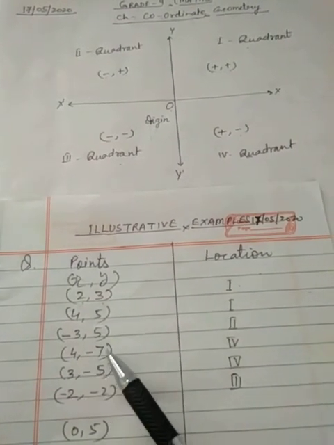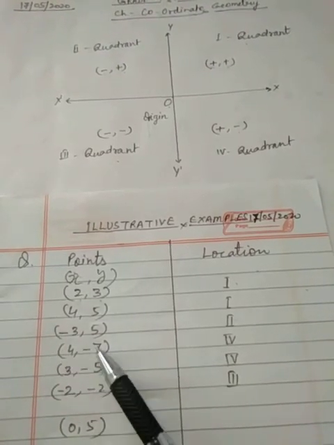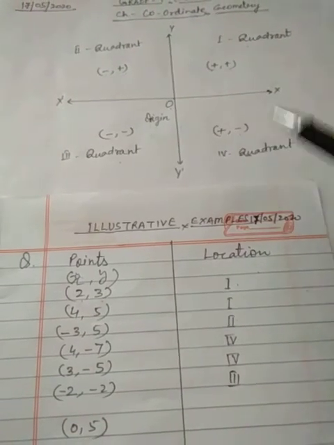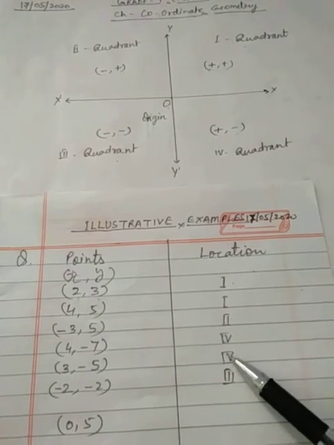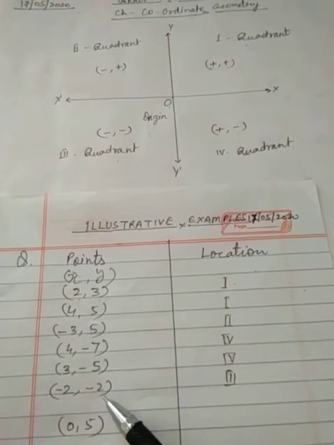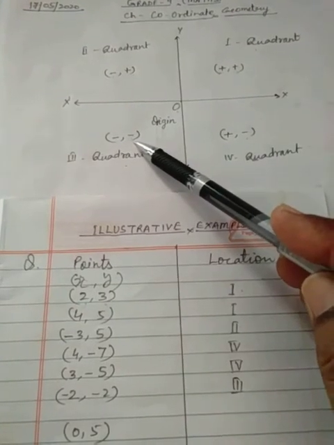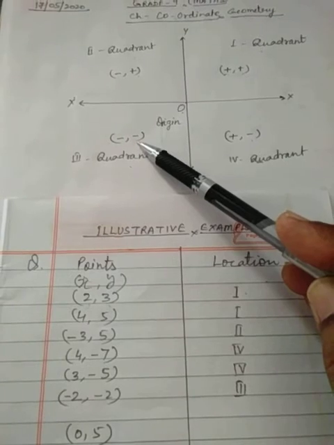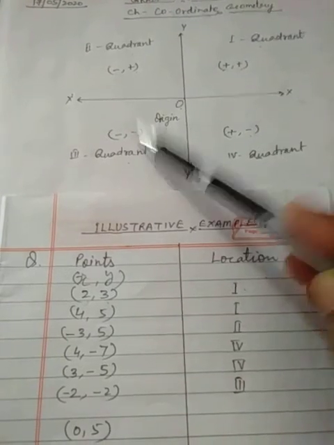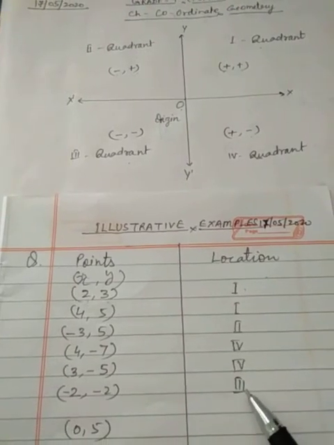See this, 4 comma minus 7 means this is plus, nothing is printed means plus, and this is minus. Just check where is the plus and minus, so definitely this will be in the fourth quadrant. Similarly, this is also in the fourth quadrant. Here minus 2, both are negative. See this in the third quadrant, both are negative. Whatever magnitude is given doesn't matter. This depends upon the sign given in front of the numbers. Okay, so this will lie in the third quadrant.